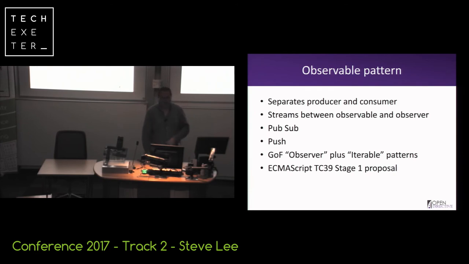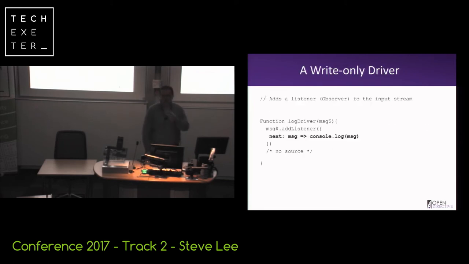It's push. And there is also an ECMAScript TC39 stage one proposal for observable as well. Been there a while, I don't know where it's going. So you may see it in the browsers one day. And actually Cycle has been written to work with various observable streams. So it'll work with Rx, it'll work with XStream, and it should work with the DOM specific one as well. So you should be able to have code that works across them all.